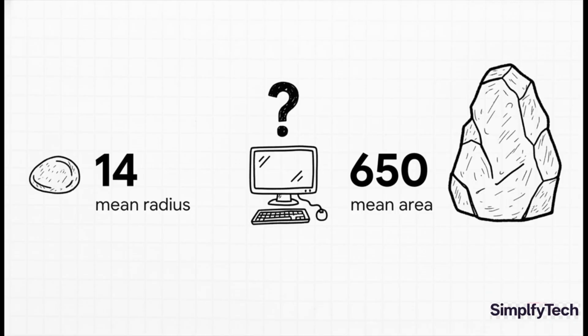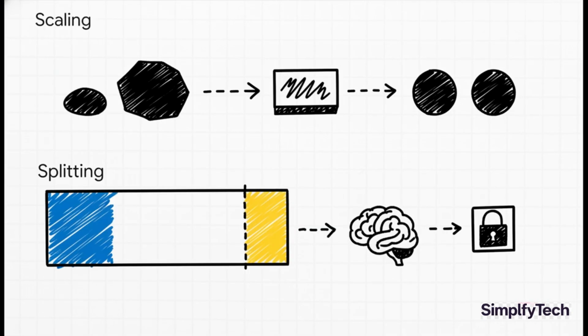The mean radius is a number around 14, while the mean area is way up over 650. This huge difference in scale can really throw a model off. And that is why this step is so critical. We use something called a standard scaler to put all of our features on the same level playing field. This just makes sure the model doesn't give more weight to a feature just because its numbers are bigger. Think of it like converting feet and meters into the same unit before you compare them.